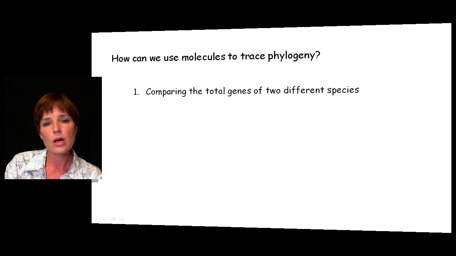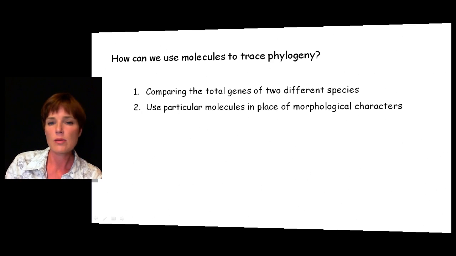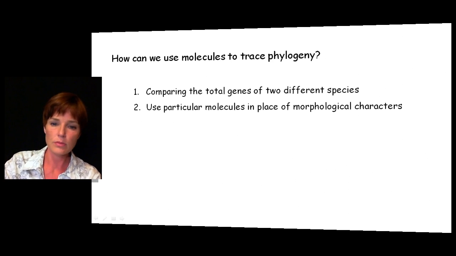And then we would align or compare those with each other, and we would try to use them in the same manner as we would a morphological character. So we would be looking for similarities and differences between the organisms, and then we would also compare that to what we would guess to be the common ancestor of the two.